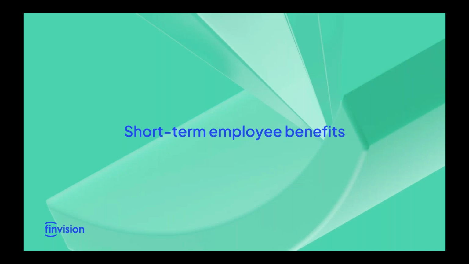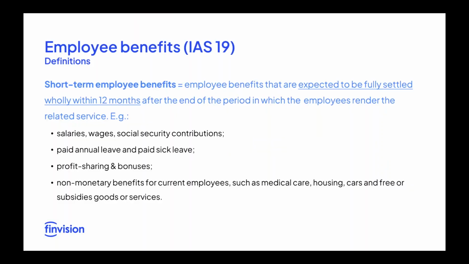First of all, short-term employee benefits. That is basically everything that is expected to be fully settled within 12 months after the end of the period where the employees rendered their related services. In practice, it relates to salaries payable, wages payable, social contributions, paid annual leave, profit sharing, and bonuses. We'll come back to specific matters there later, and also non-monetary benefits such as medical care. So it's quite a broad scope, which is usually presented in the payroll liabilities within short-term liabilities.